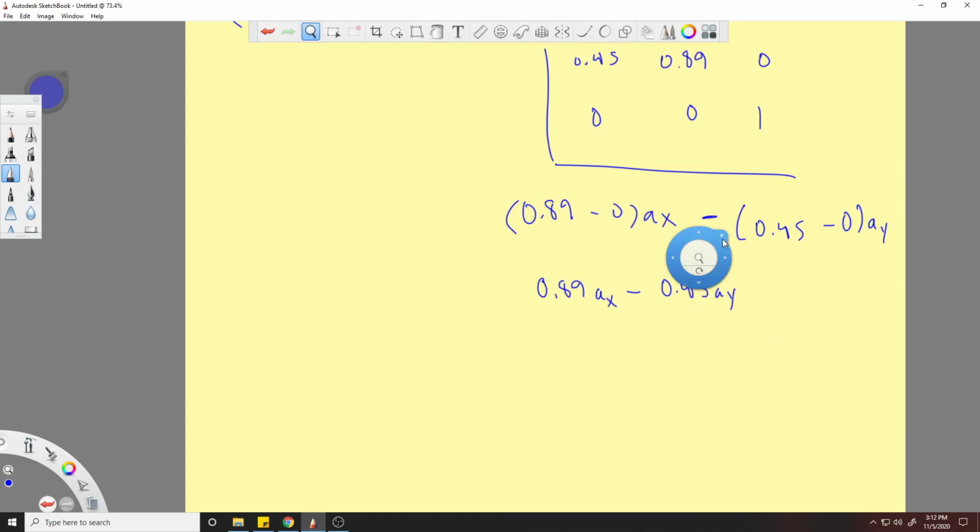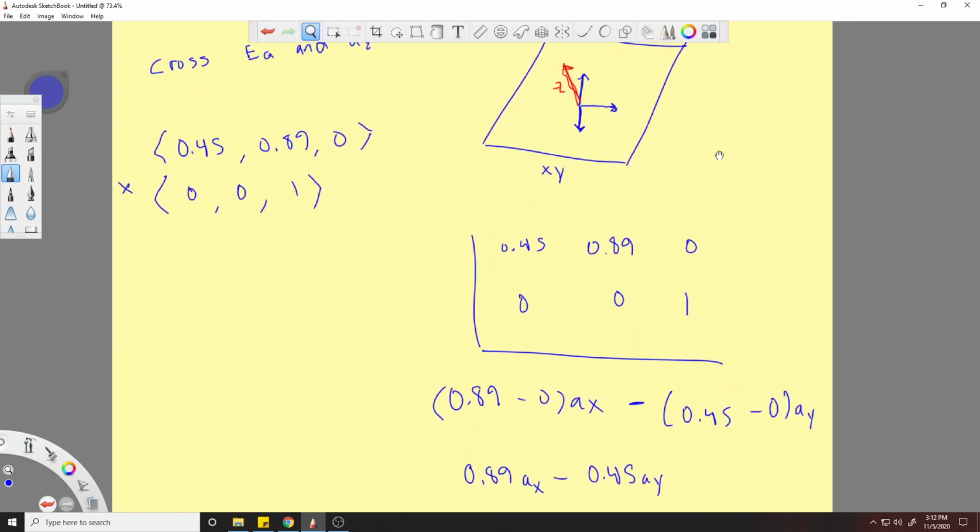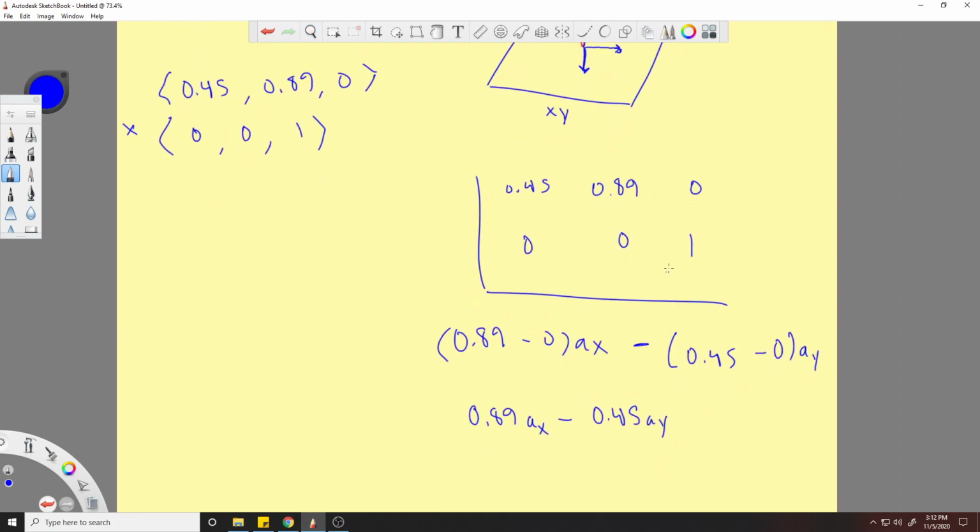All right, so there's your final solution, and hope that makes sense. You can see there's no z component, right? Because just like we said, it resides in the xy plane.